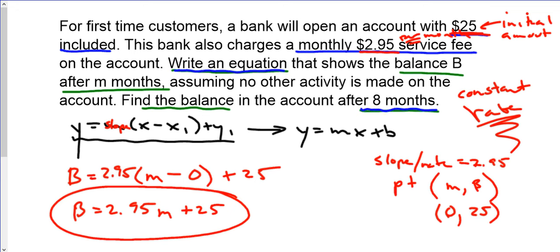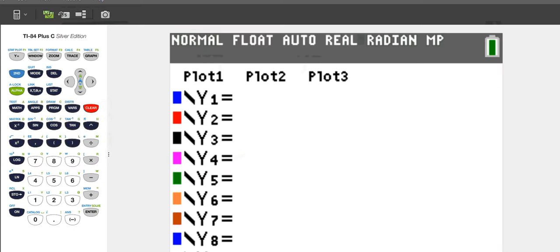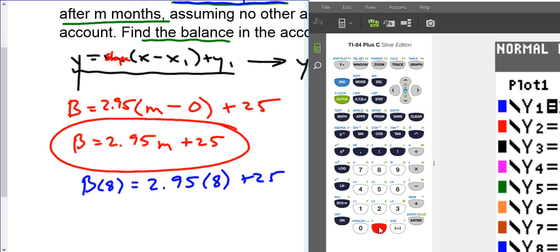Once we find our equation, the next thing is to look at how many months. What is our balance going to be after 8 months? We're simply going to take 8 and plug it in here. So we're looking for b of 8. We're going to use the function form: 2.95 times 8 plus 25. Take out your calculator if you have one. I'm going to go 2.95, multiply that by 8, and add 25.